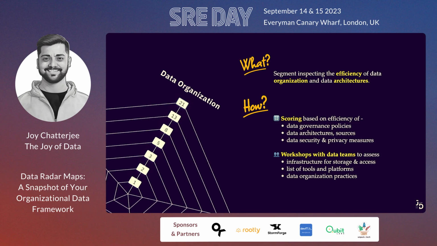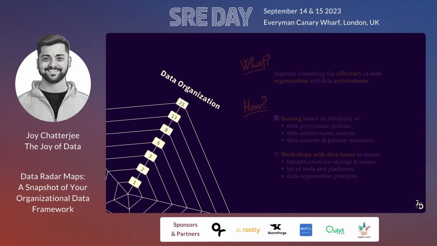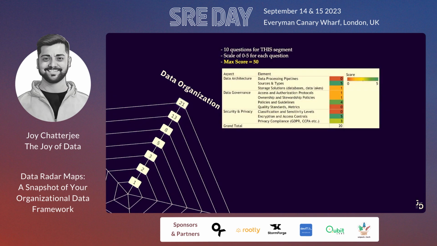And so let's start with an example. For this section, I think there are 10 questions for this particular segment. There's a score we do from 0 to 5, as you can look at on the other side. And inside each segment, there are different aspects, right? There's architecture, governance, security, and privacy. I'm not going to go through it all.